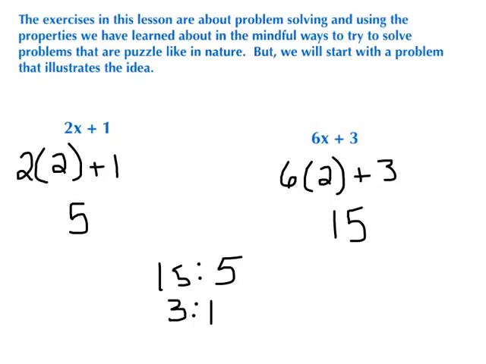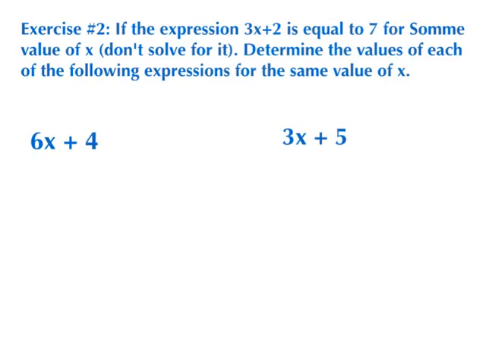In exercise number 2, if the expression 3x plus 2 is equal to 7, for some value of x, don't solve for it. In this case, make sure you don't solve for it. Determine the values of each of the following expressions for the same value of x. So we have to understand what they're saying here. They're saying that 3x plus 2 is the same value as 7. So wherever we see 3x plus 2, we're going to plug in a 7.